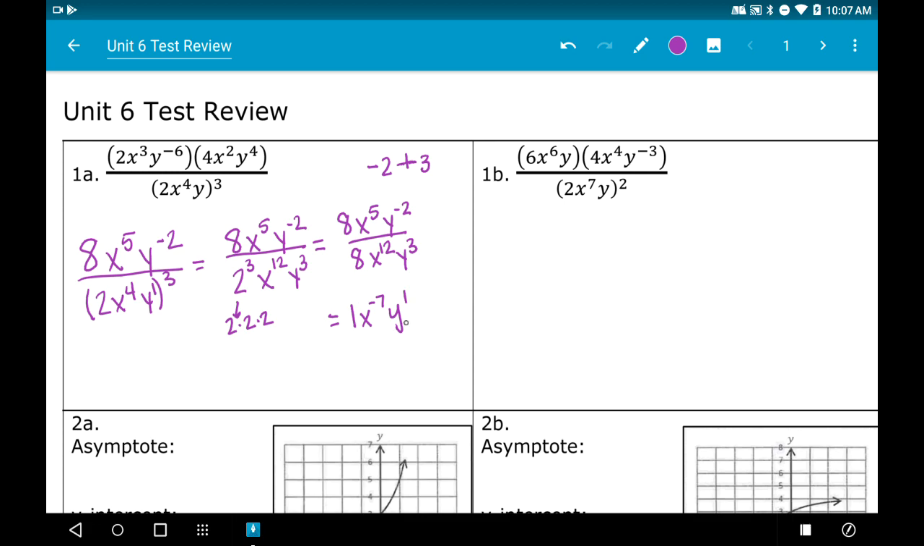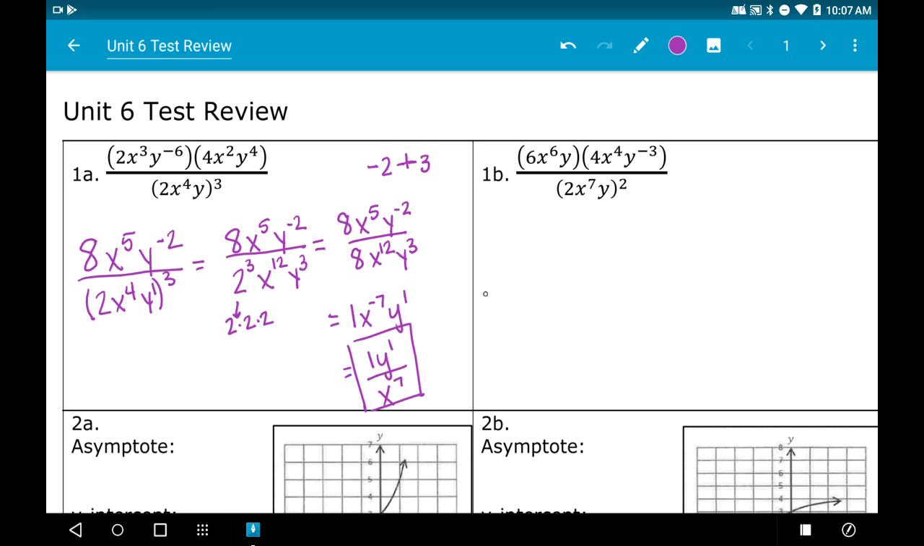And the only thing wrong with this problem is that we have a negative. And anytime you have a negative exponent, you have to move it down to the bottom. So we're going to have 1 over y to the 1st power. Then that x to the negative 7 will move down to the bottom to become x to the positive 7. And that is our final answer.